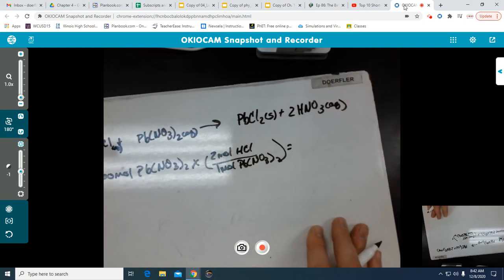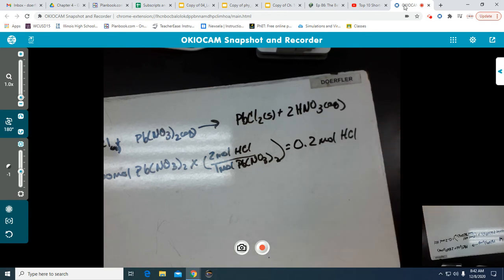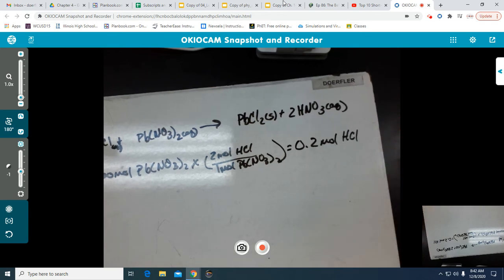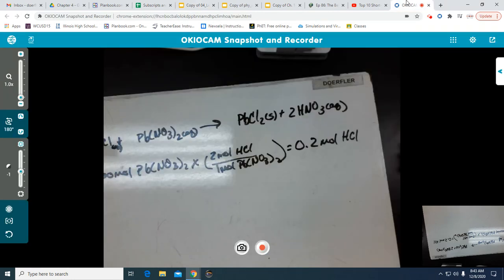Okay, we go ahead and solve for that, and we get 0.2 moles of HCl. Now, next thing, we are trying to figure out how many liters are needed. So if I go back here, I am now at this flow chart where I'm at moles of substance B, and I need to figure out the volume of the solution containing substance B. So in order to go from here to here, I have to use the molarity of the solution containing B. Well, we are told what the molarity is.